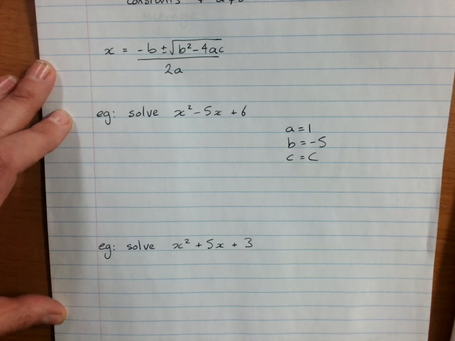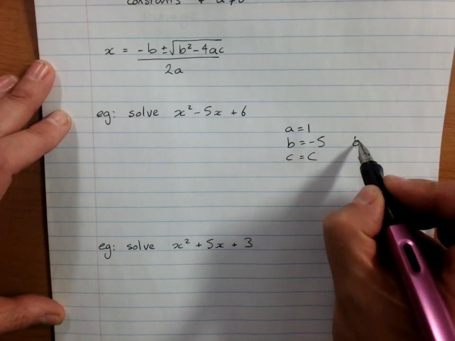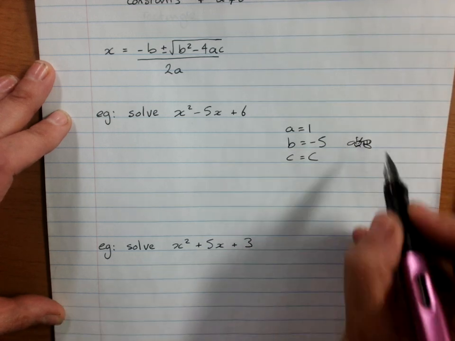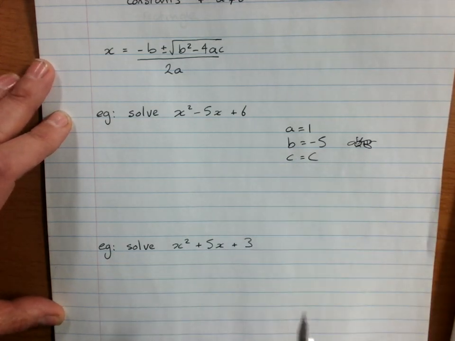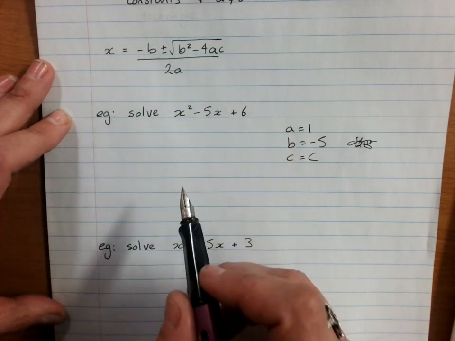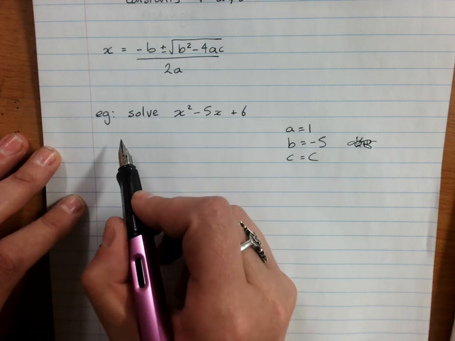It is also a good idea to watch out for negative b's, because they can really trip us up with what's happening here. So for example, we start with our quadratic formula.